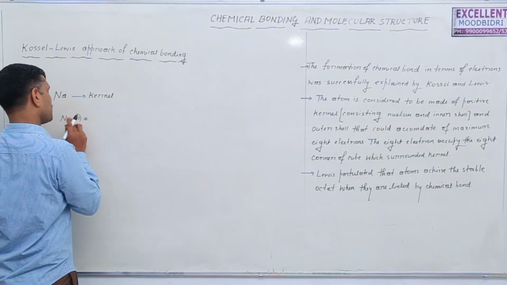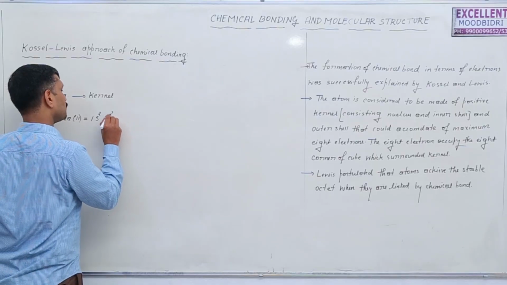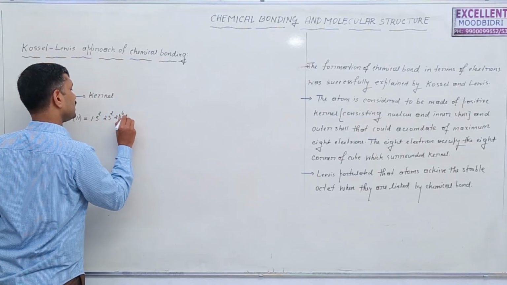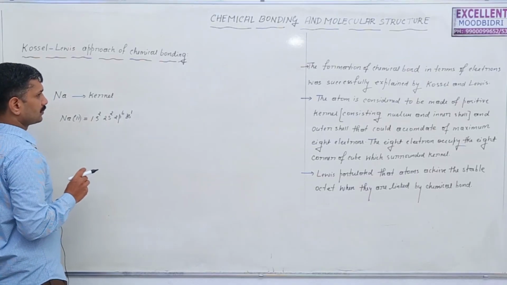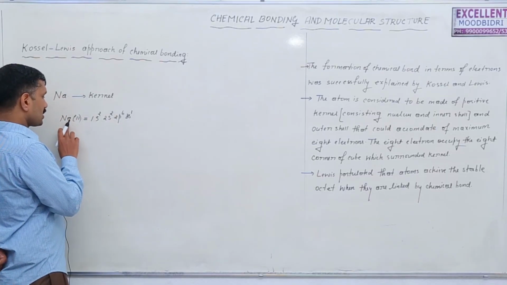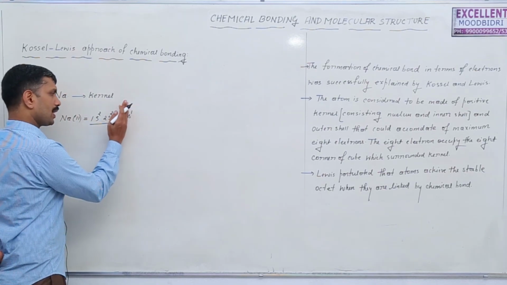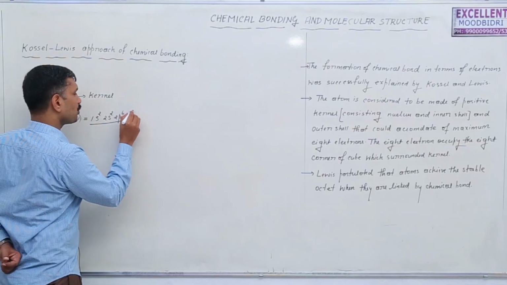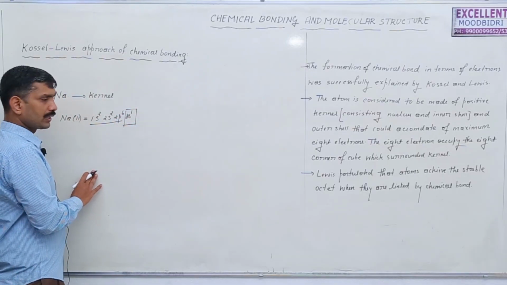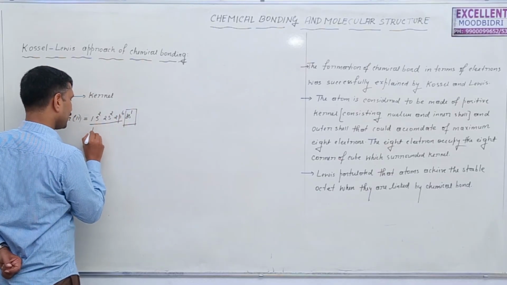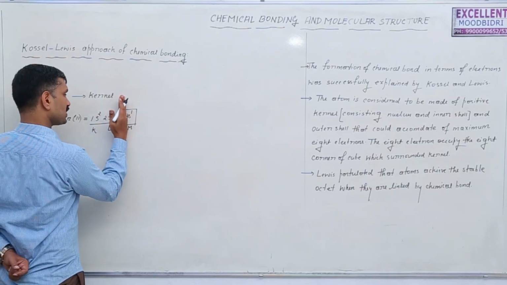The configuration is 1s2, 2s2, 2p6, 3s1. Here sodium has one electron in the outermost shell. This is the outermost electron, one electron in the outermost shell. This is the inner shell. Actually this is the K shell, this is the L shell, this is the M shell. So these are the inner shells.